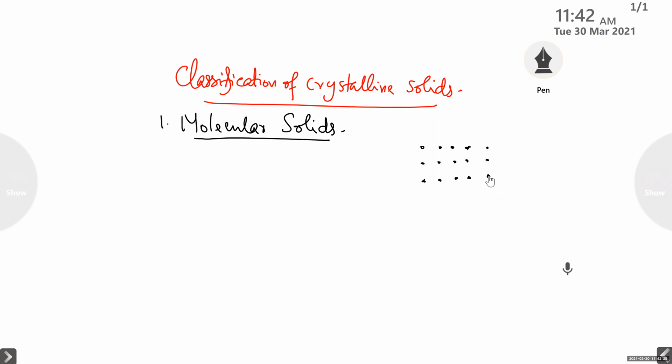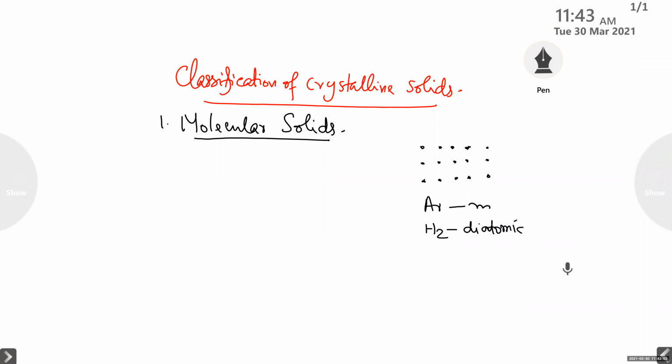For the noble gases, molecules and atoms are the same. They are monatomic. Monatomic means there is only one atom in the molecule. Take, for example, argon, a noble gas. Its molecule and atom are the same. But hydrogen, H2, is diatomic.